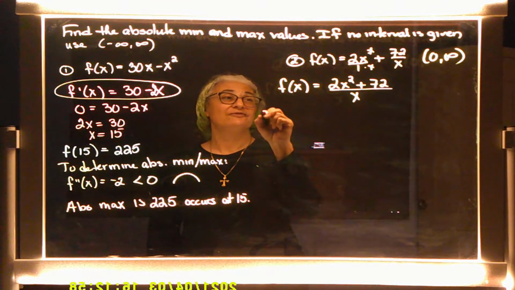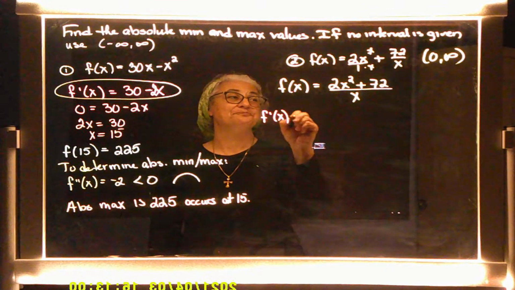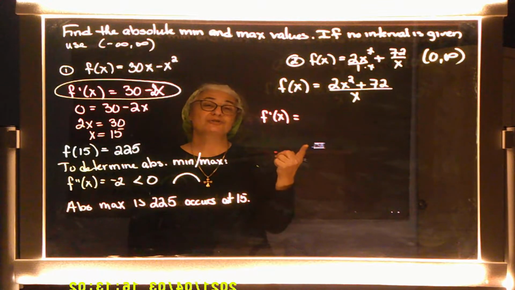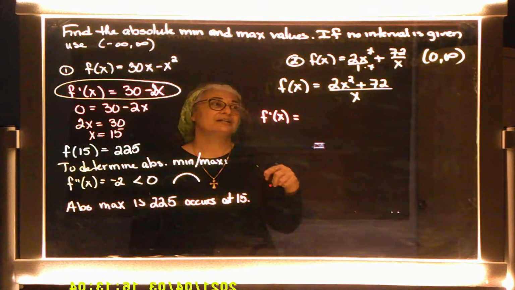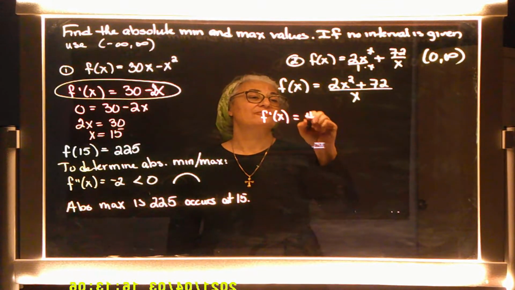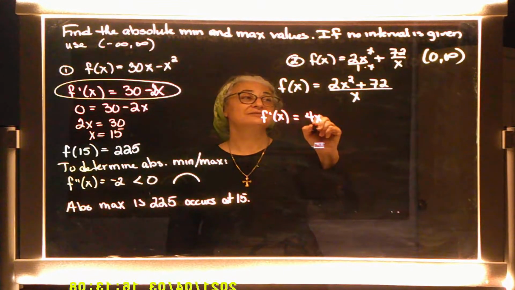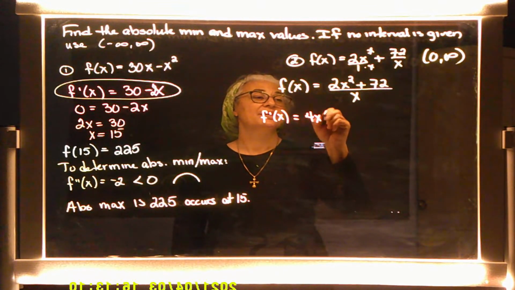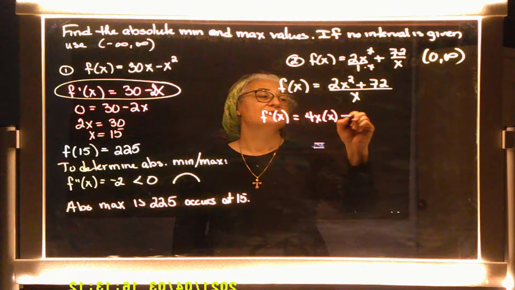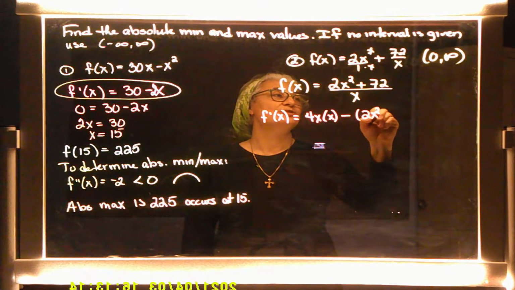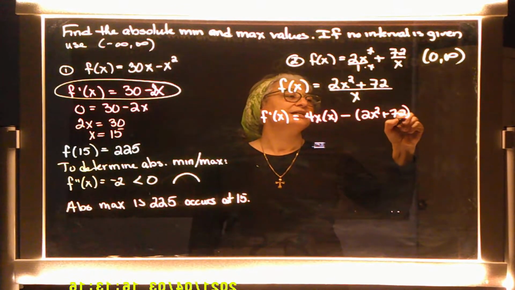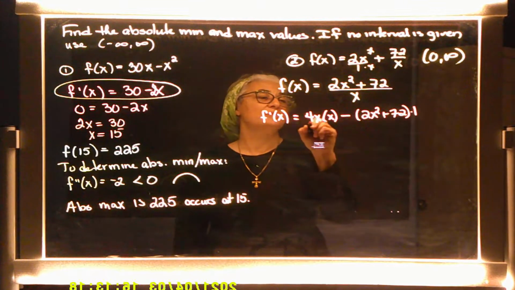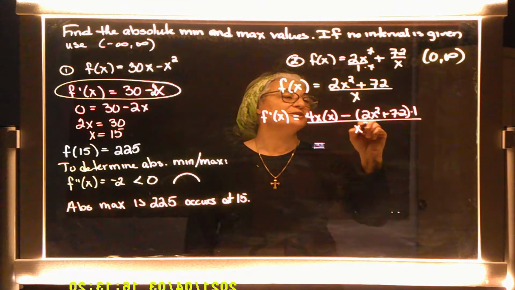Find that first derivative. I have a quotient. Okay, so that's going to be 4x, right? Derivative of the numerator times the denominator minus the numerator times the derivative of the denominator all over the denominator squared.